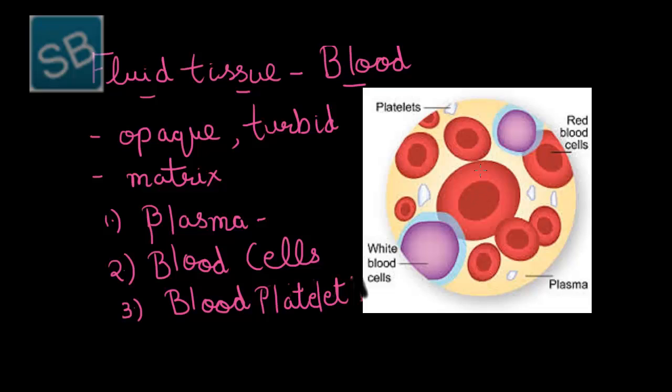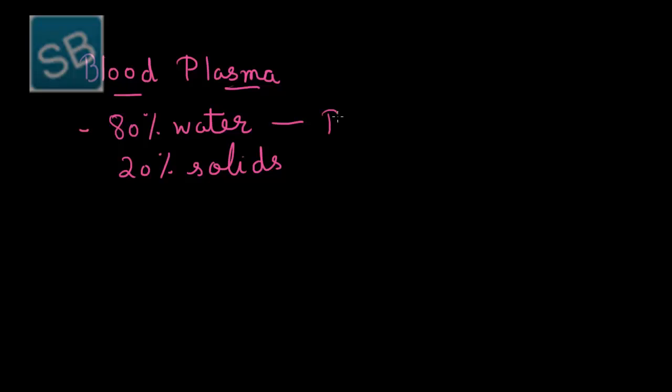This figure represents the composition of blood, which contains platelets, plasma, and blood cells that are red and white. Let us understand first of all what plasma is. Blood, that is fluid tissue, basically contains 80% water and 20% solids. This 80% water represents the plasma. Thus, plasma is a fluid matrix or intercellular substance of blood. It is almost colorless with a faint yellow shade.